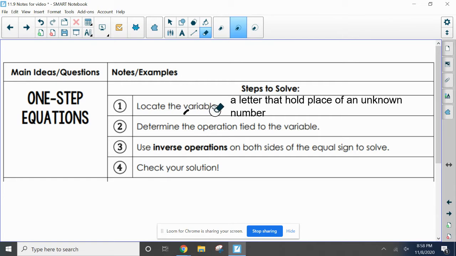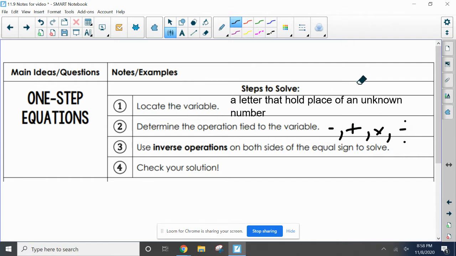And then once we've done that, we have to determine the operation that's tied to the variable. And we know our 4 choices are subtraction, addition, multiplication, or division. So then we're going to use our inverse operations on both sides of the equal sign to solve. Check your solutions. If you need to pause to put the definition and those operations in, you can.